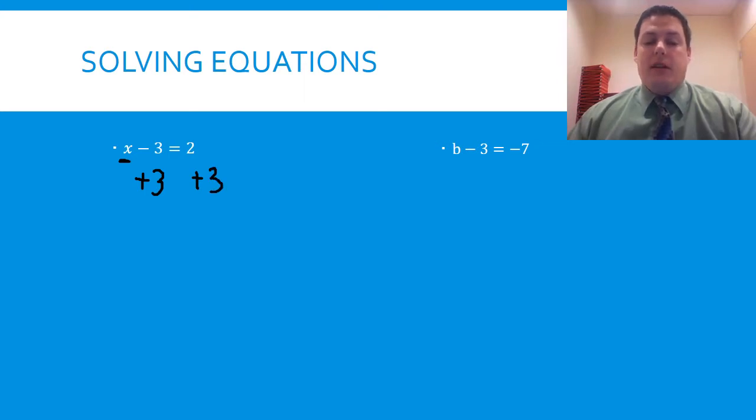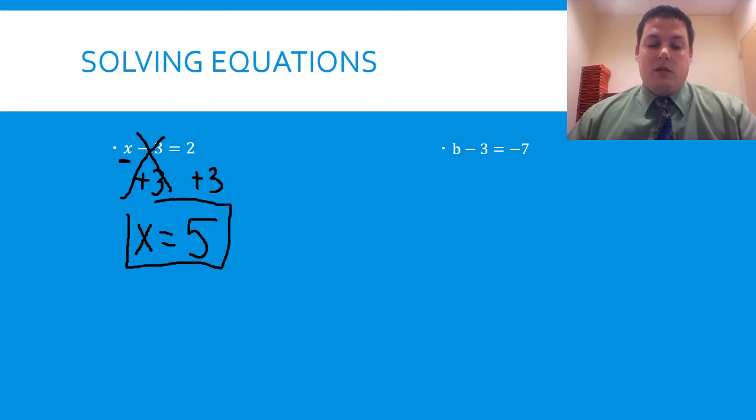So by adding 3 to both sides, I have x minus 3 plus 3. These 3's then cancel. So all I'm left with on the left side is x. On the right side, I now have 2 plus 3, which is 5. And this is how we're going to write our answers. So the solution to this equation is x equals 5.